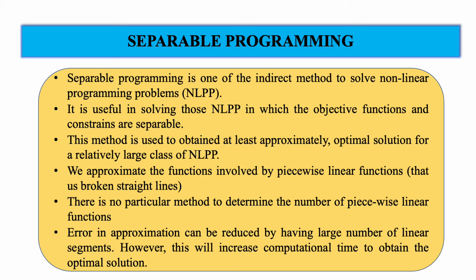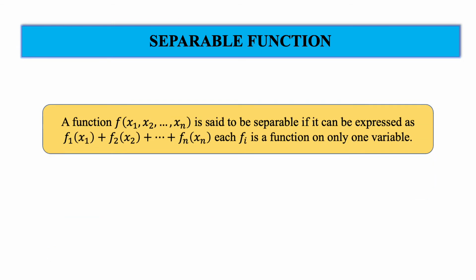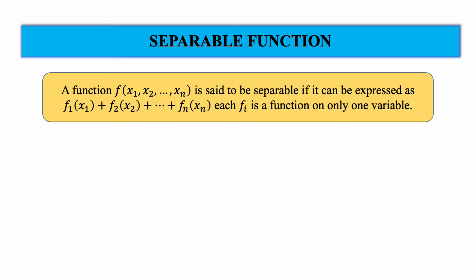Okay, so now let us see what a separable function is. A function of n variables is said to be separable if it can be expressed as f1(x1) plus f2(x2) till fn(xn), meaning each fi is a function of one variable. So this we will understand with an example.